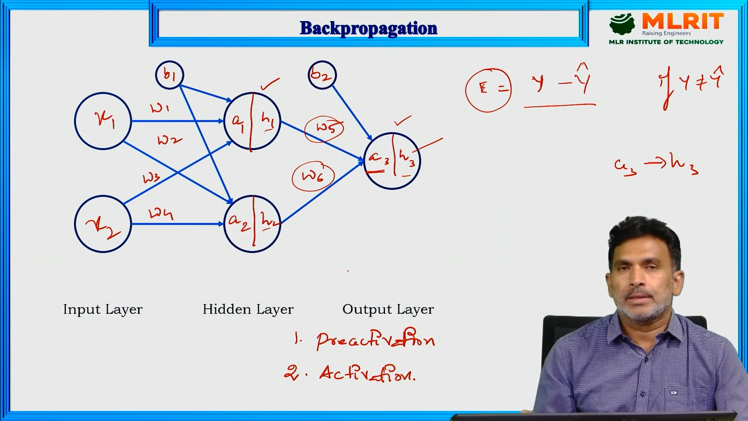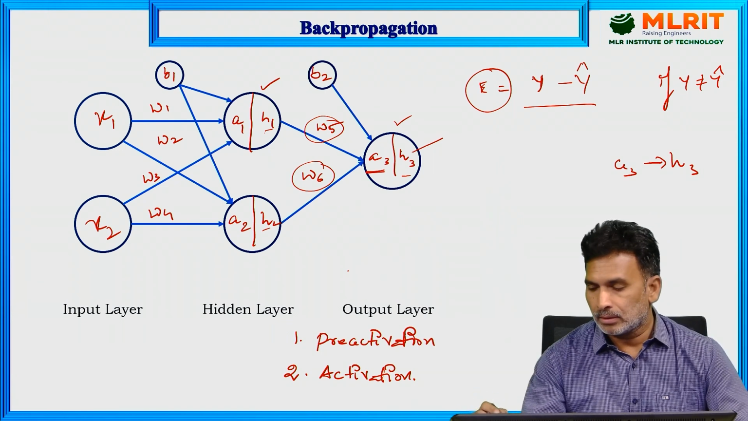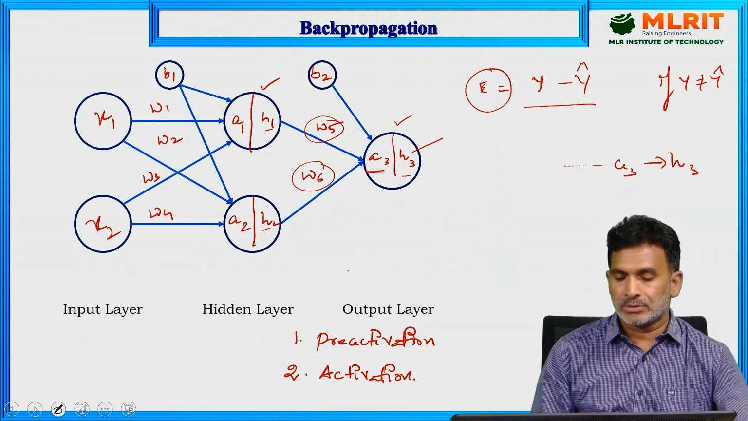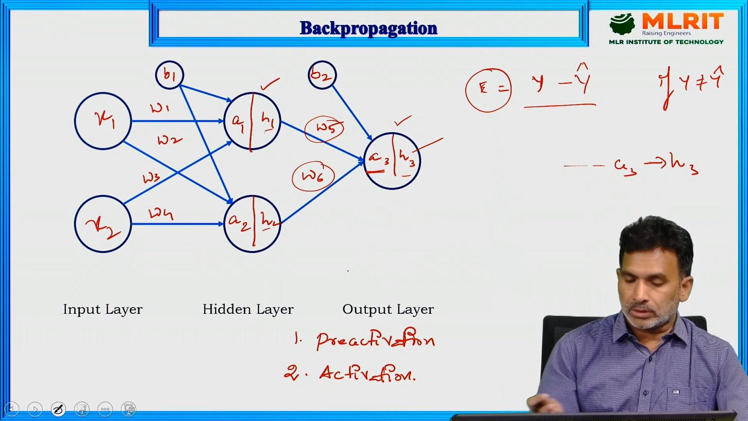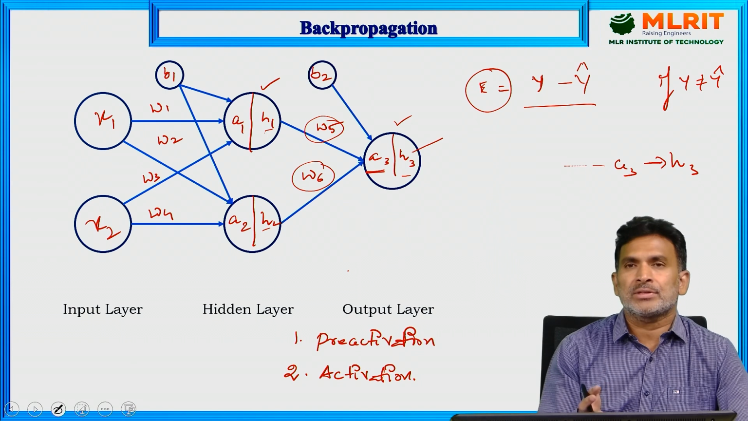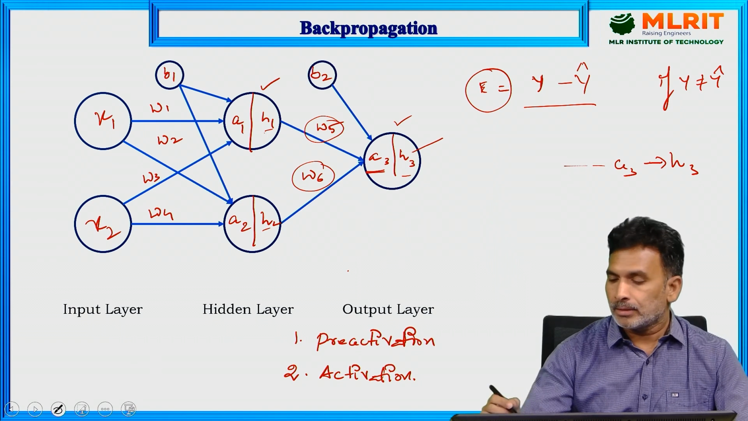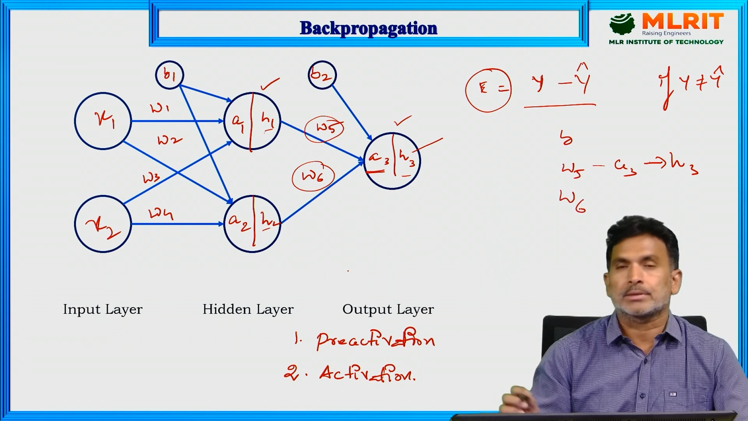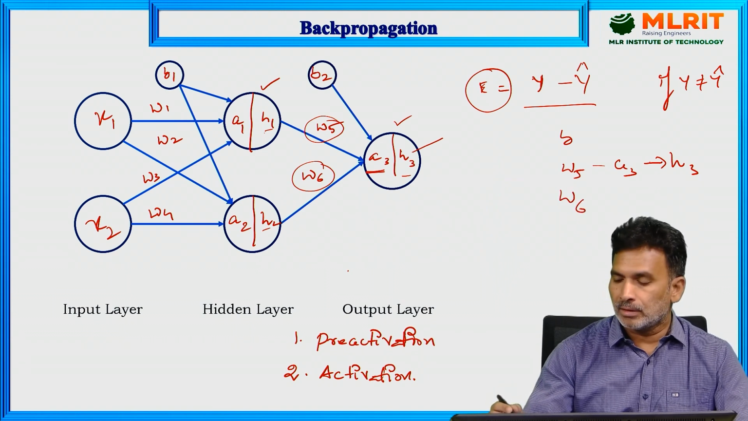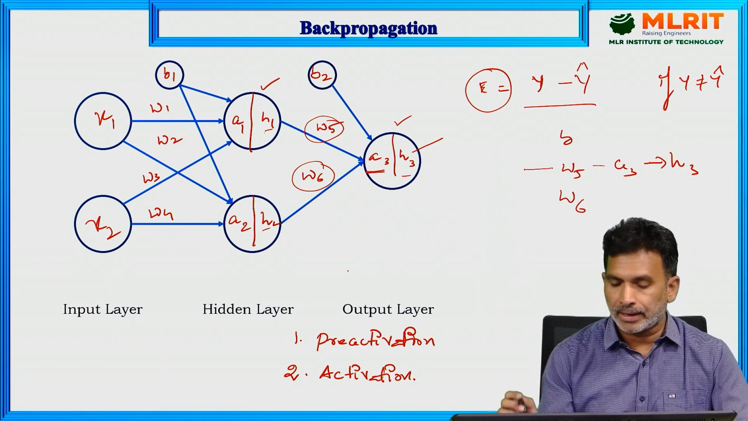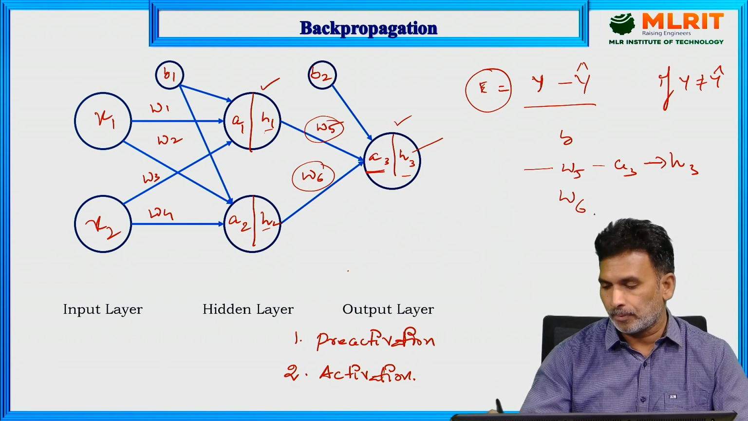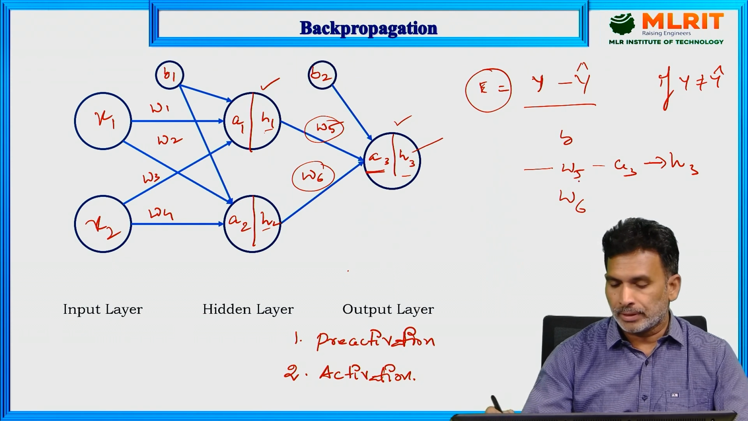Okay, and then A3 again depends on... what are the influencing parameters of this A3 here? Bias, W5 and W6. Again if you go back, one more thing is H1 and H2 also. Okay, so H1, H2.